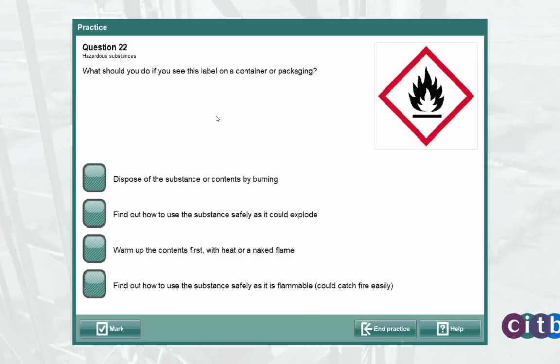What should you do if you see this label on a container or packaging? Dispose of the substance or contents by burning. Find out how to use the substance safely, as it could explode. Warm up the contents first with heat or a naked flame. Find out how to use the substance safely, as it is flammable, could catch fire easily.